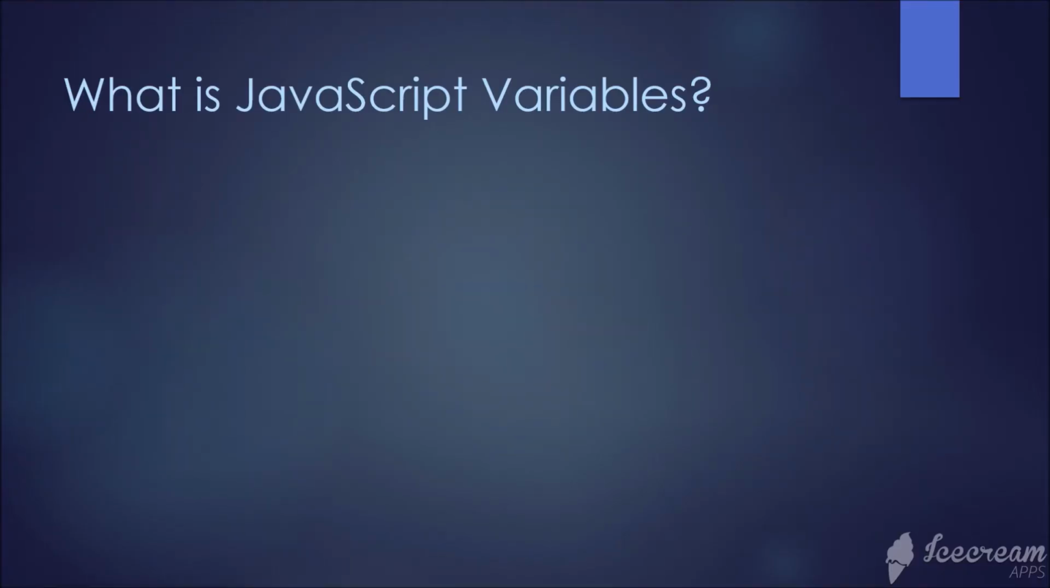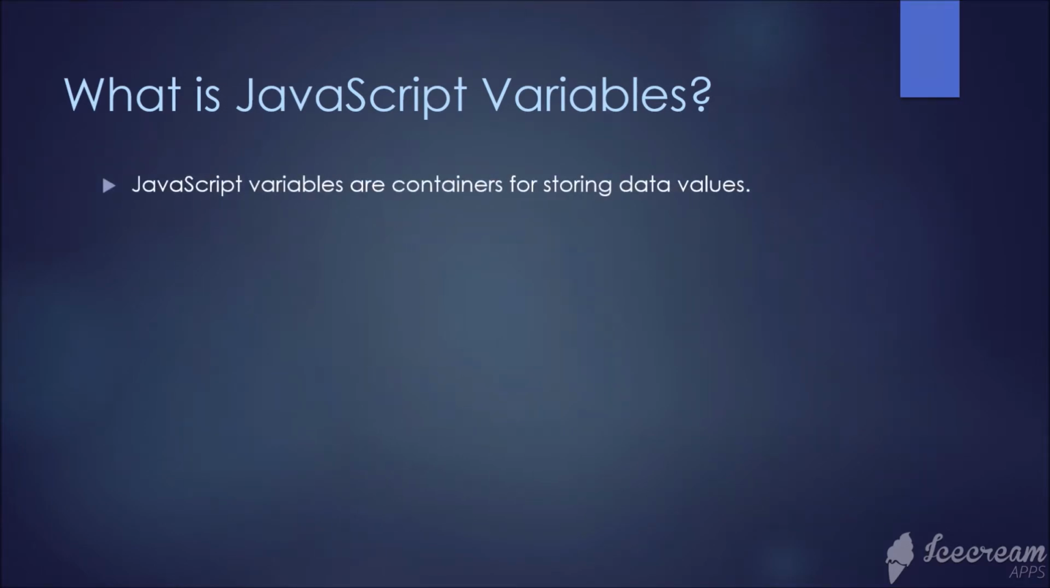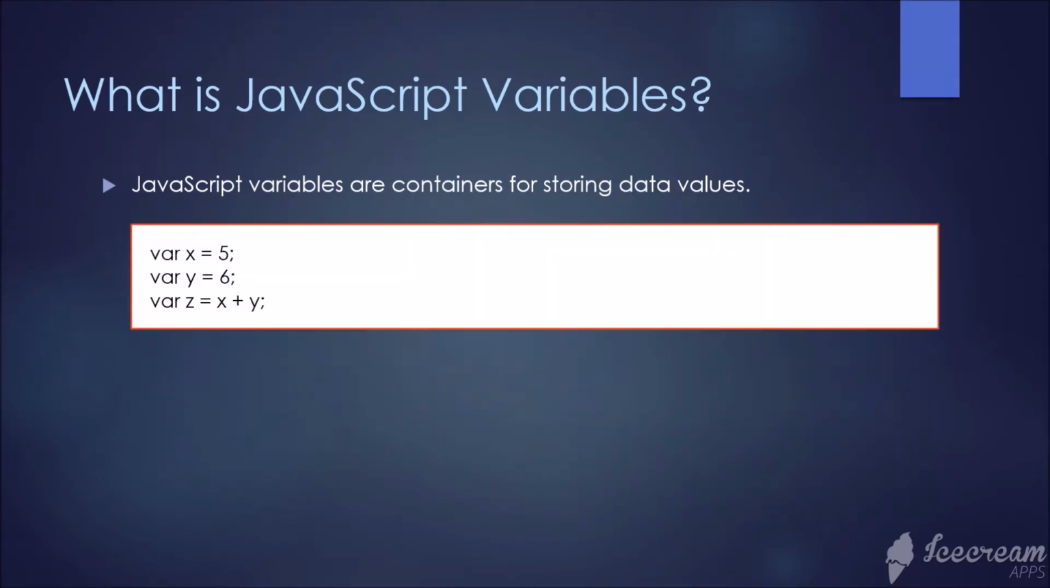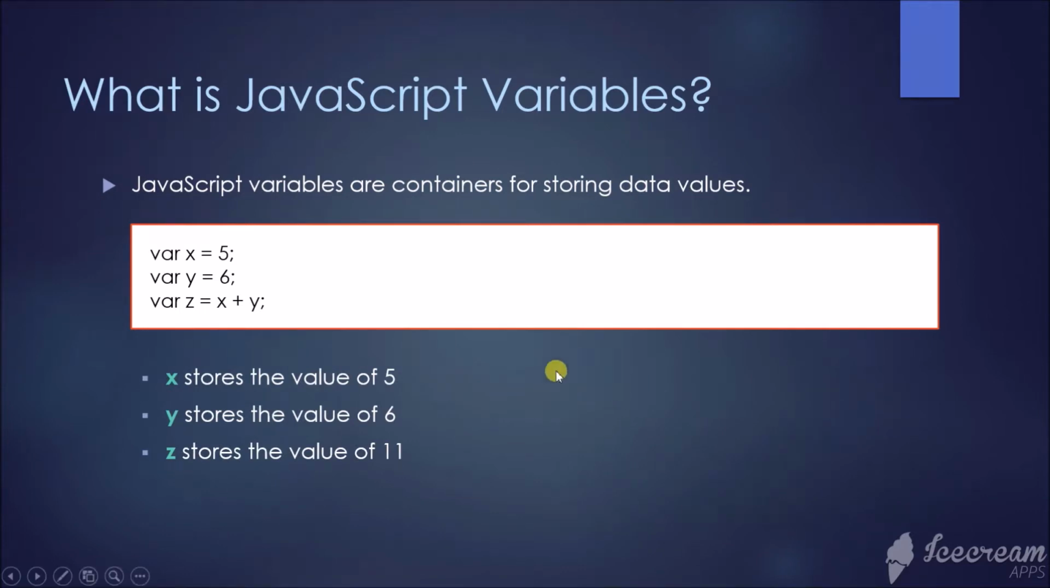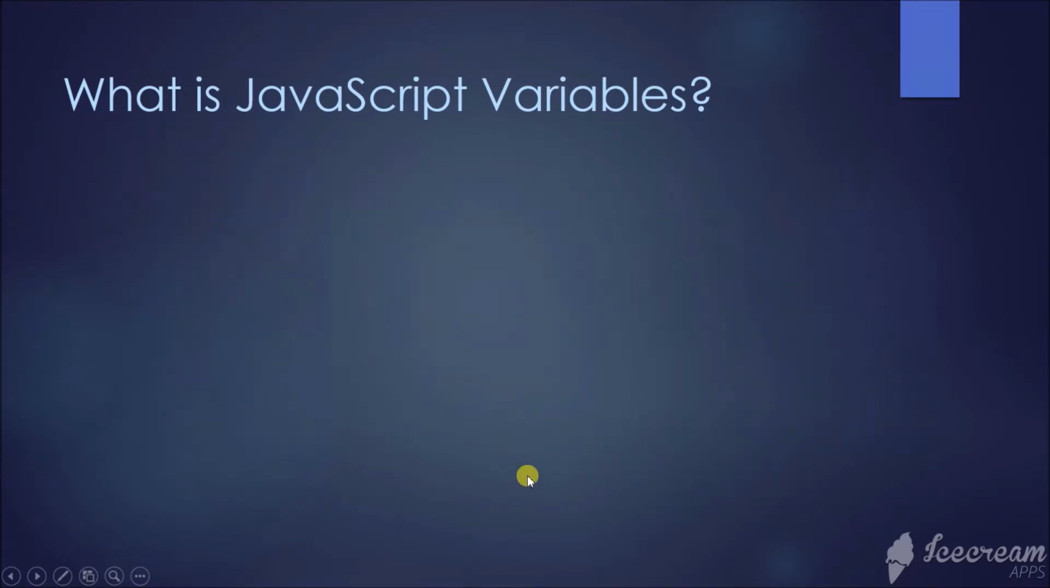Okay, so let's start knowing what JavaScript variables are. JavaScript variables are containers for storing data values. So we have here yung sample ng variables natin. X stores the value of 5, Y stores the value of 6, and Z stores the value of 11. Basically, it is because yung Z, we calculated yung X plus Y. Kaya naging 11 yung result natin dito.